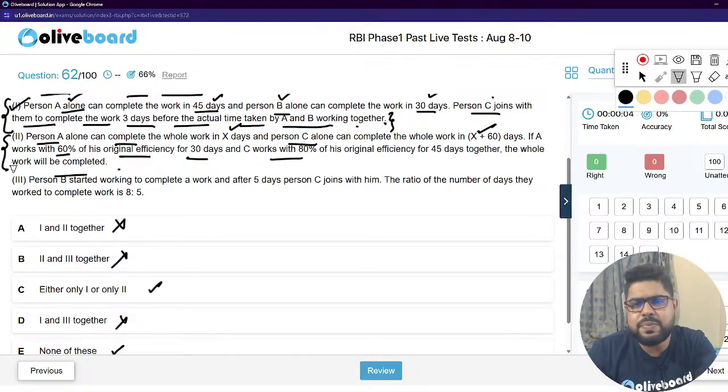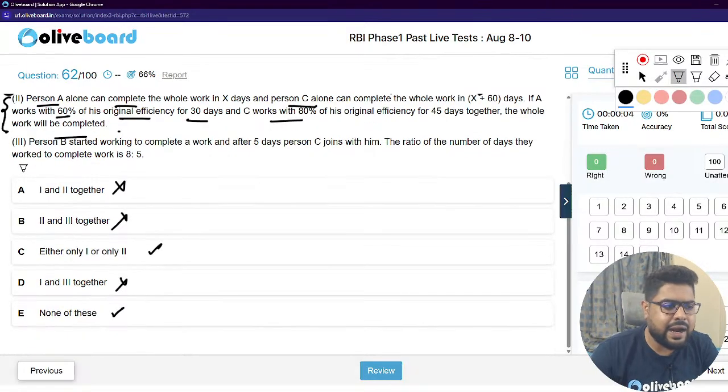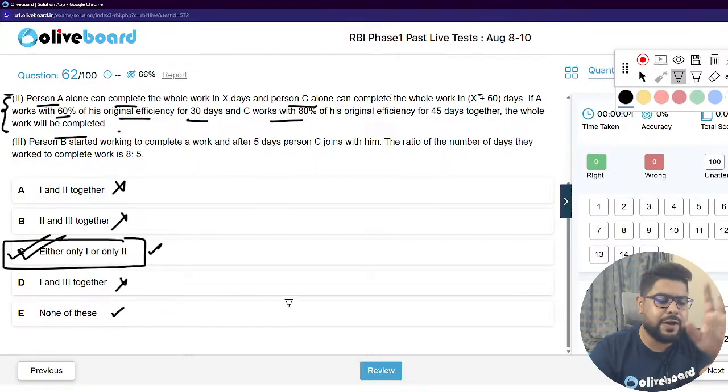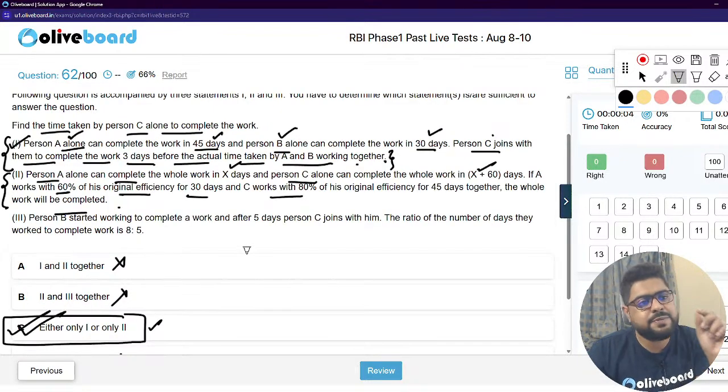This is just a simple total work equation you make, and you'll get it. So at 120% I can say option C is my answer. Either 1 or 2 is enough to answer the question. You don't even need pen or paper. You just need a little bit of experience and a lot of confidence.